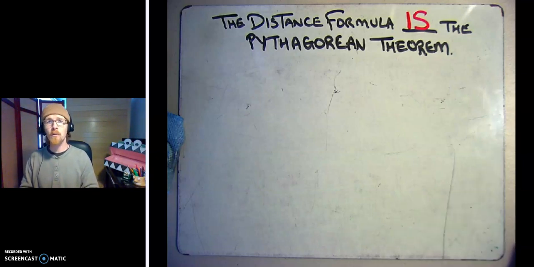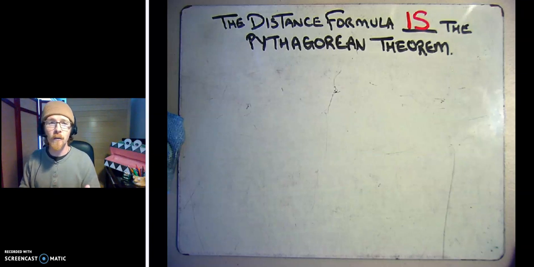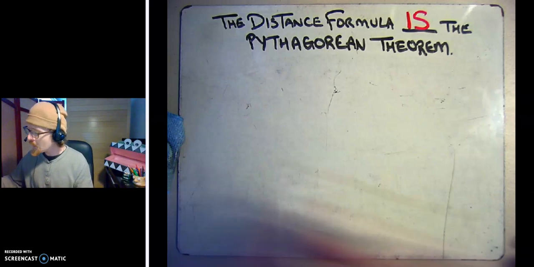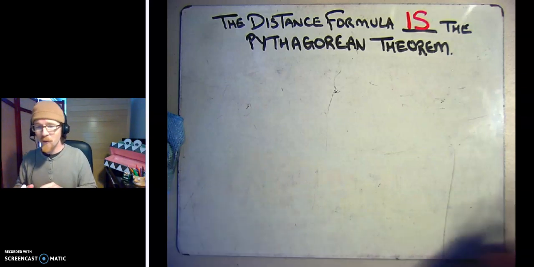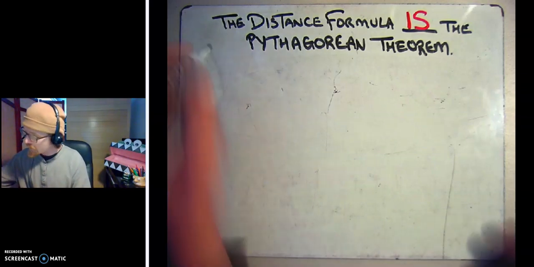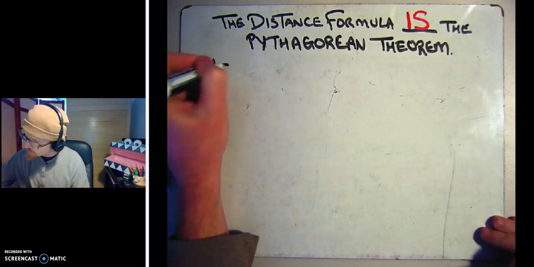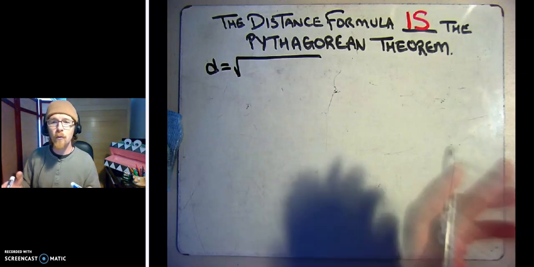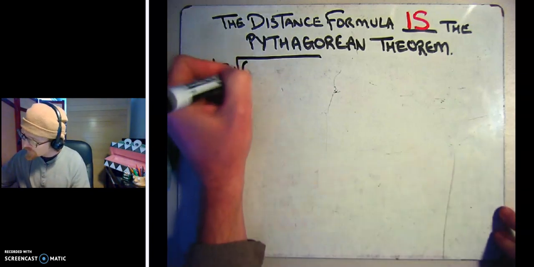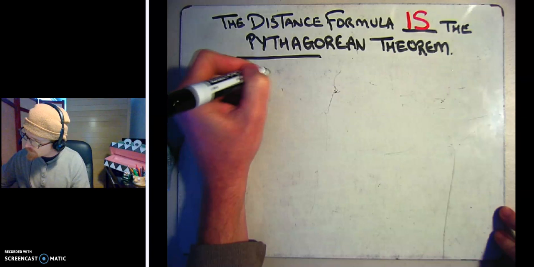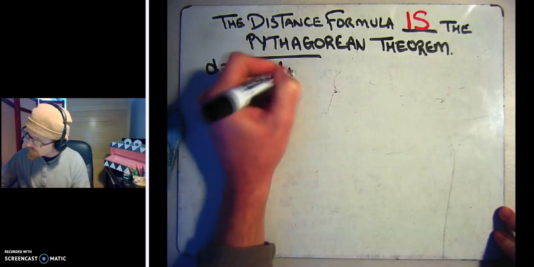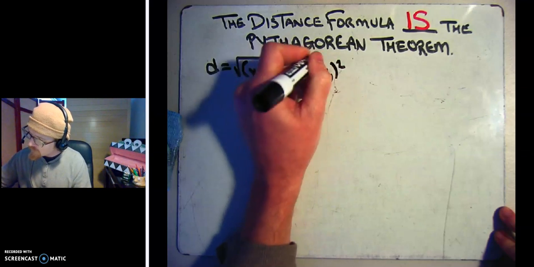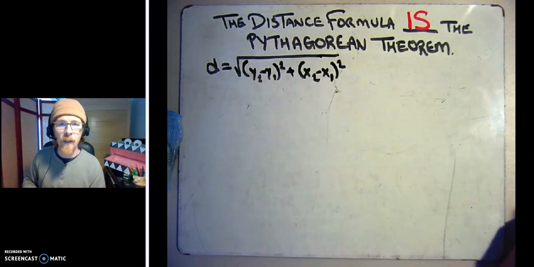Sometimes math class pretty much boils down to just formulas. Two of the most common formulas that get used are the distance formula and the Pythagorean theorem. A lot of times people don't remember the distance formula, so we'll just remind you. The distance between any two points on the coordinate plane is y2 minus y1 squared plus x2 minus x1 squared, and you take the square root of that whole thing.